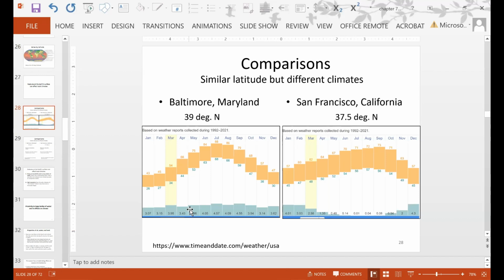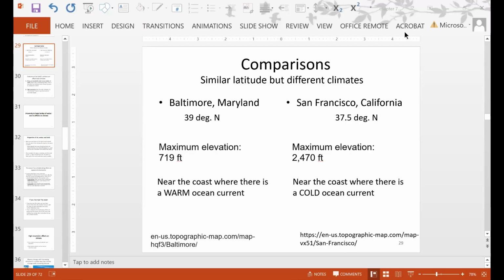And then you can see down here, this is the amount of precipitation. You have quite a bit more precipitation in the summer than you do in San Francisco, where there's hardly any precipitation in the summer. And here we have the comparisons of different features of Baltimore versus San Francisco. And again, they're very similar latitudes, but why are there different climates in these locations?